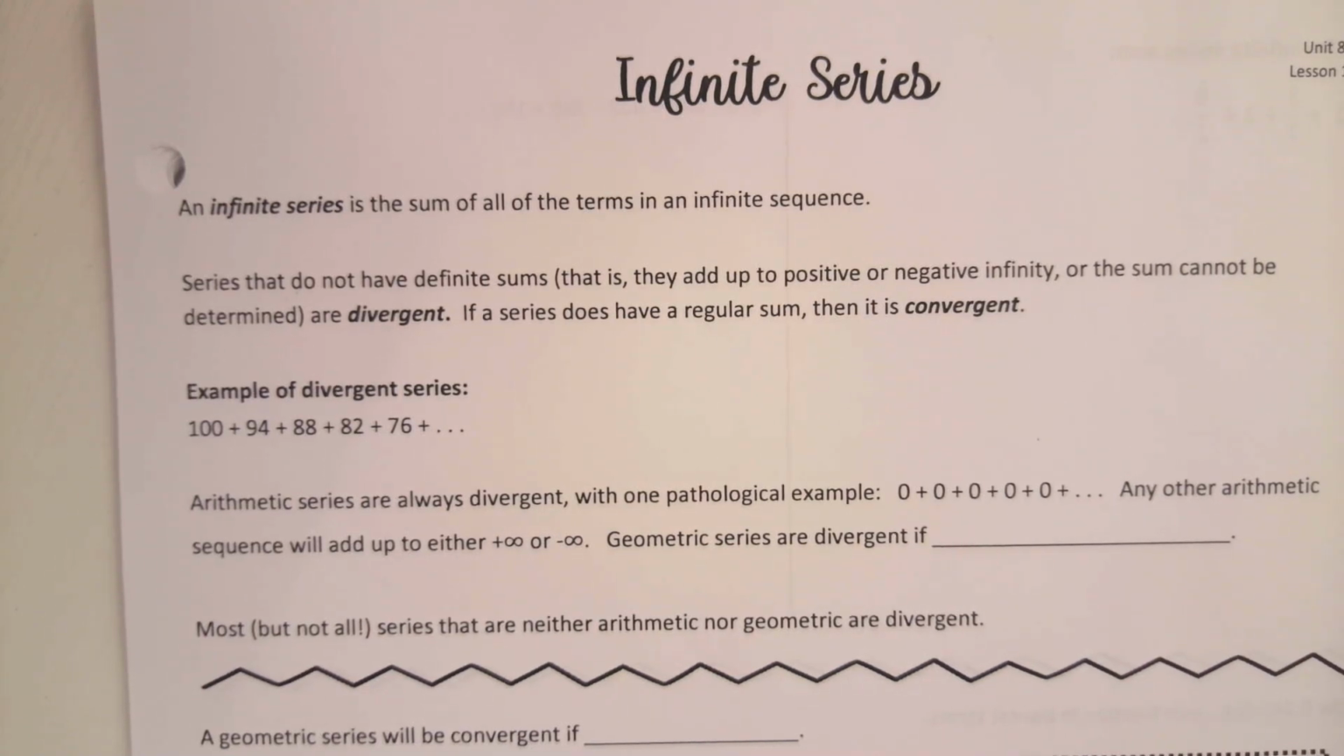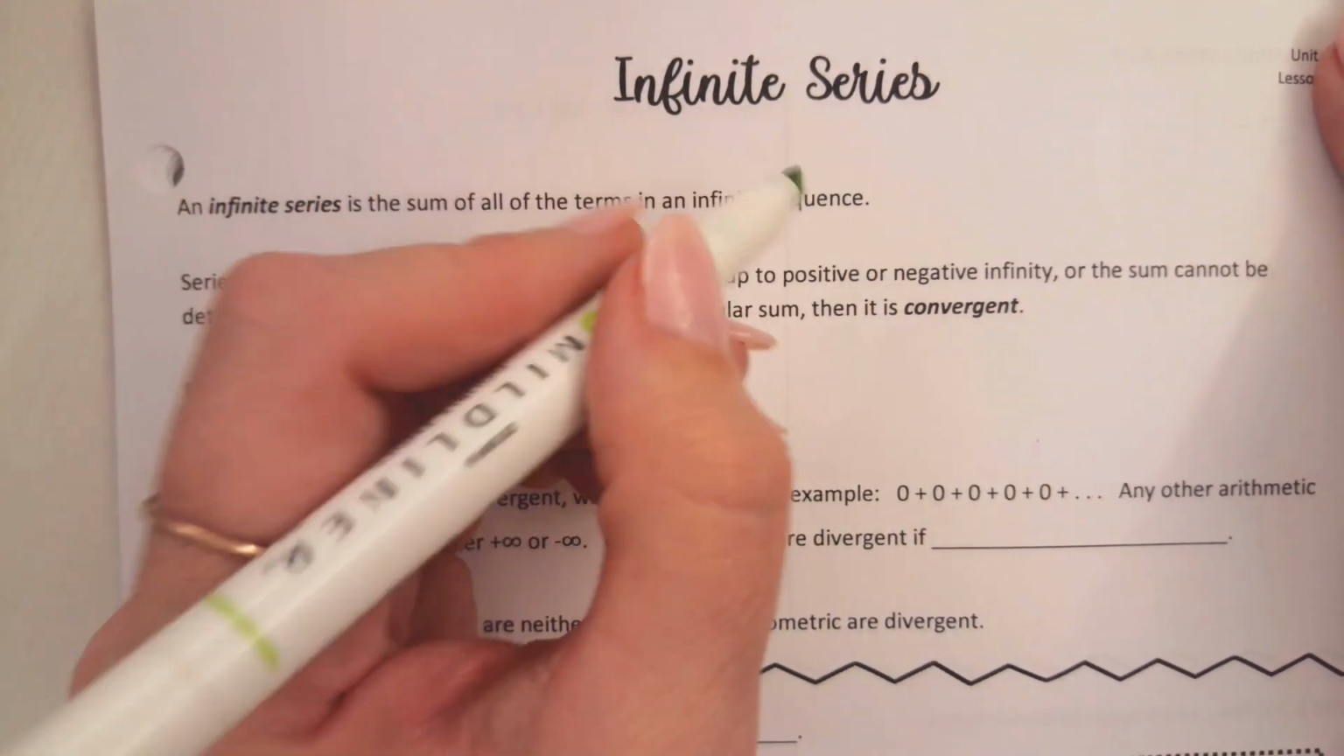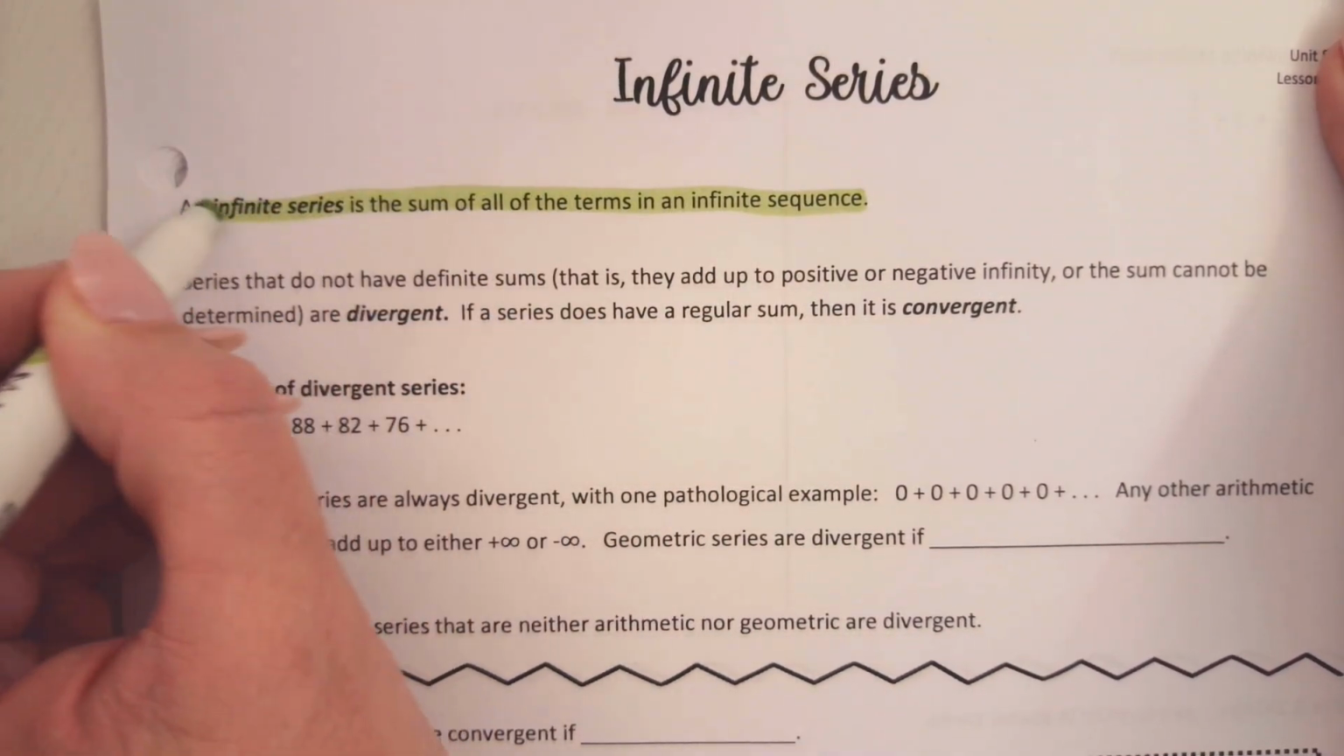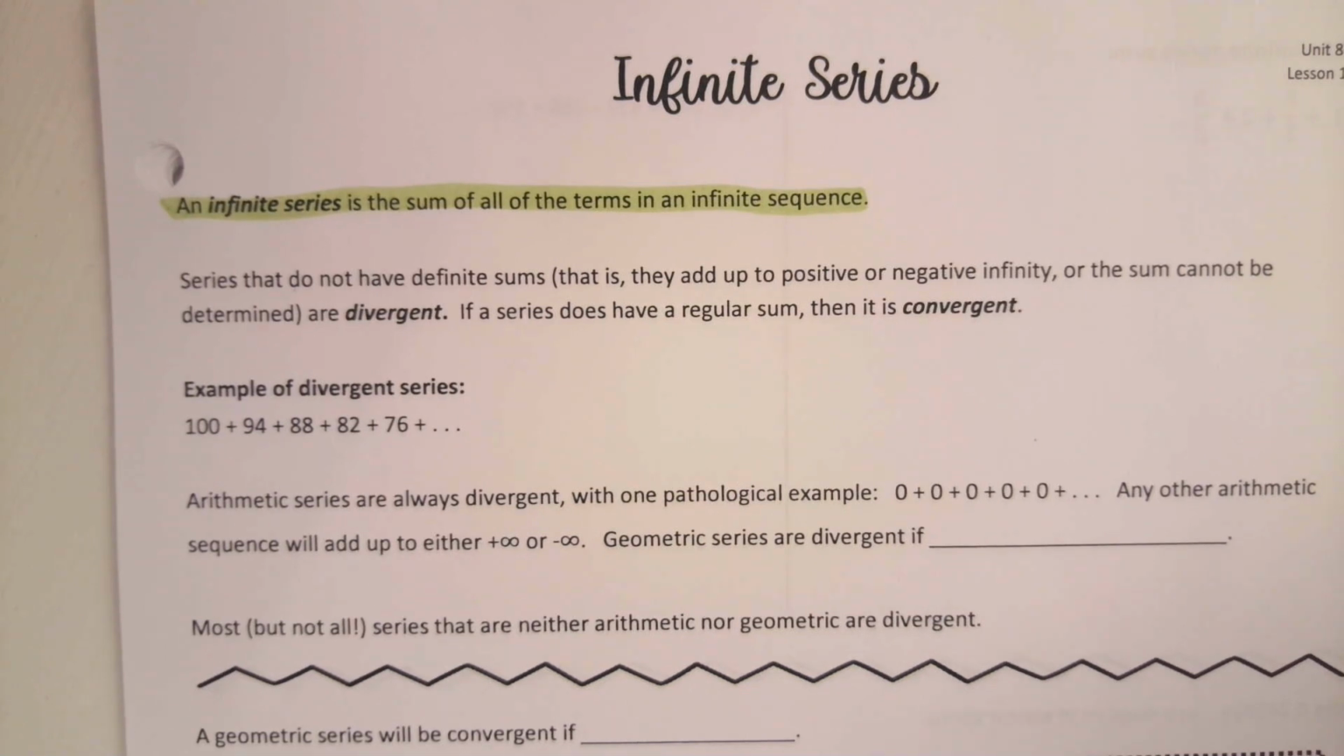There is no ending. It's an infinite series. How to find the sum. Just looking at its definition first. An infinite series is the sum of all terms in an infinite sequence. How can we tell the sequence is infinite again? What is it going to have? The dot dot dot, showing that it continues on, right?